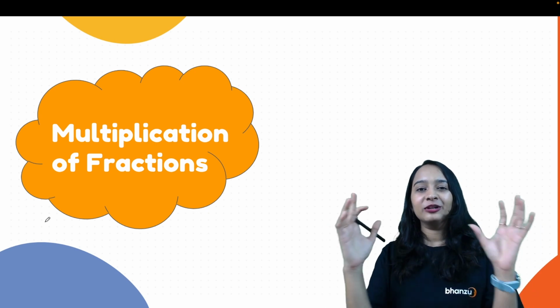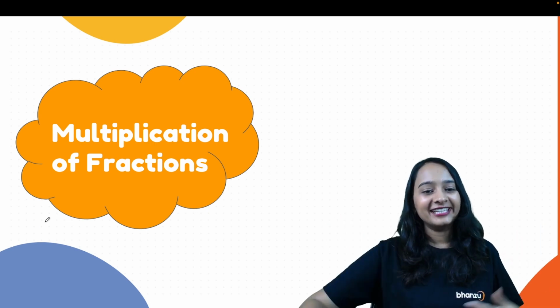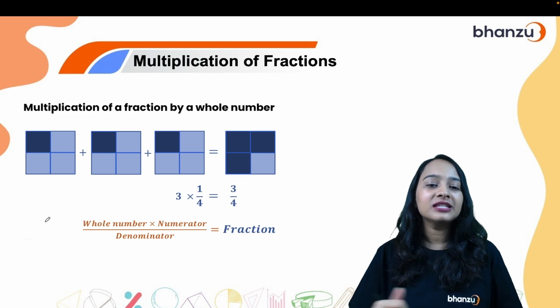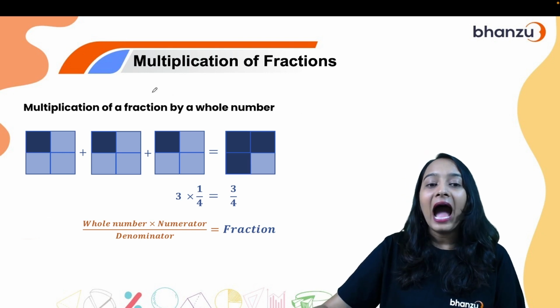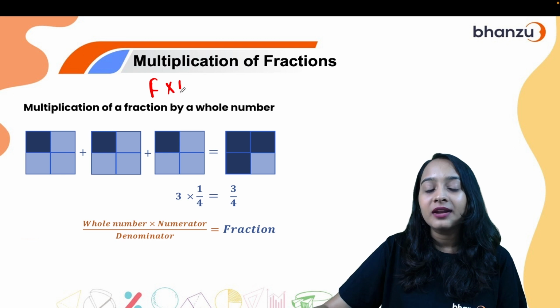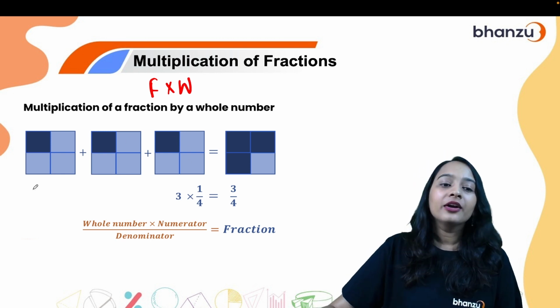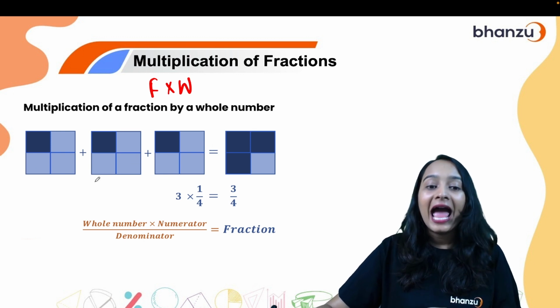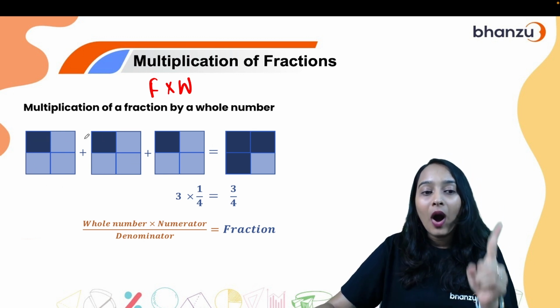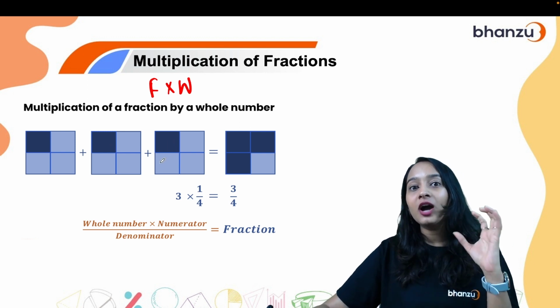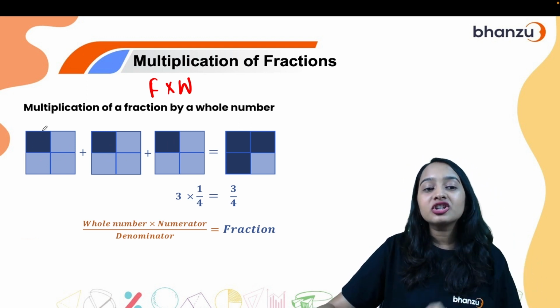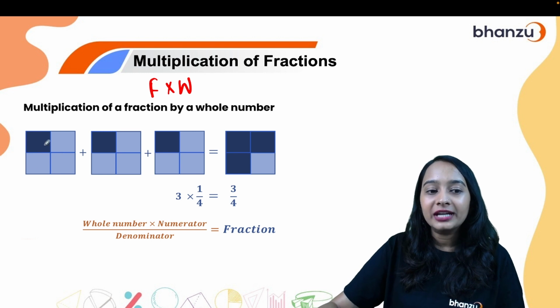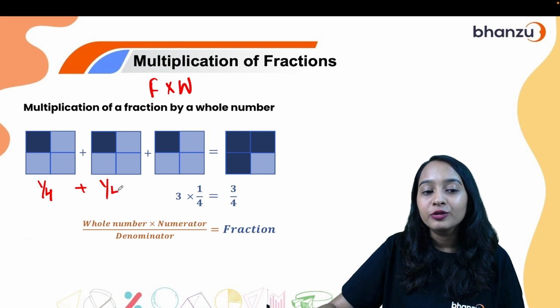Now let's jump into the topic of the day, that is multiplication of fractions. So first we are going to see how we can multiply a fraction by a whole number. Here I have taken 3 squares and I have divided each into 4 parts, and then I have shaded one of the small squares in dark blue color. So what fraction of this square is shaded here? 1 out of 4 plus 1 out of 4 plus 1 out of 4 parts.